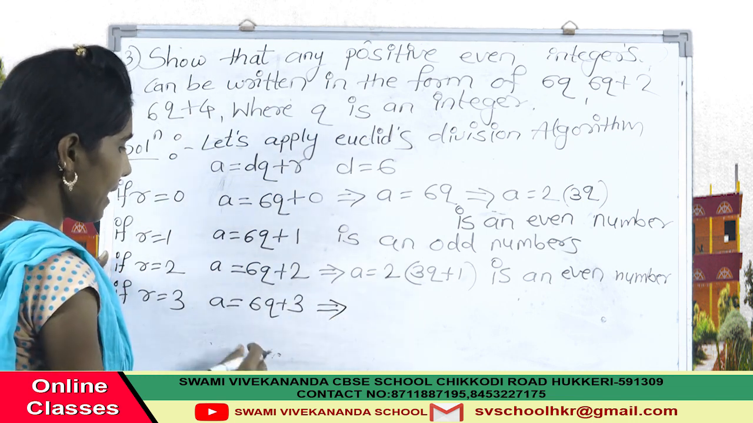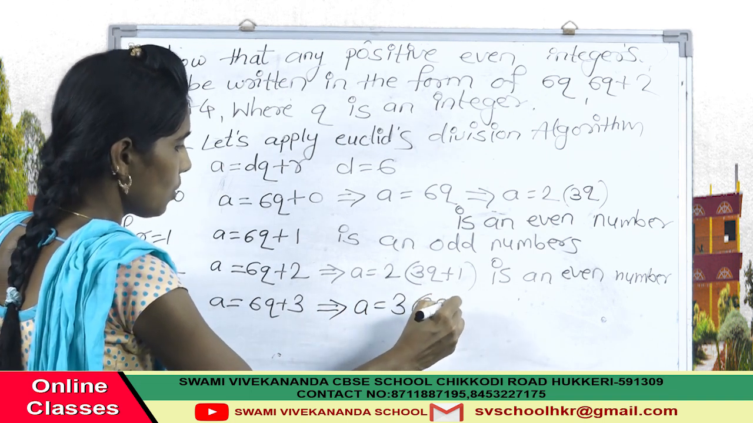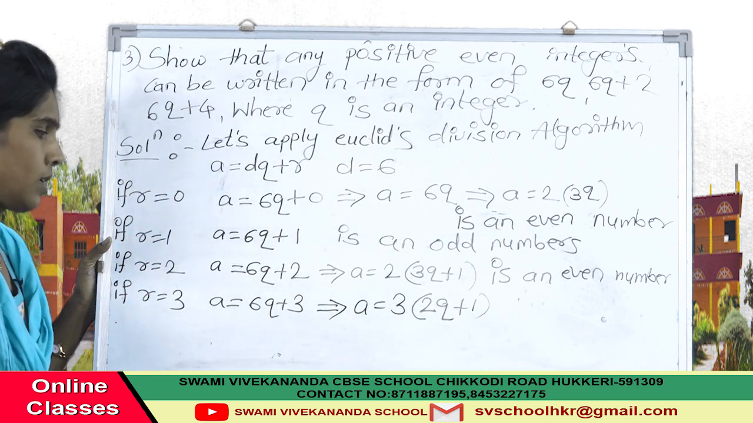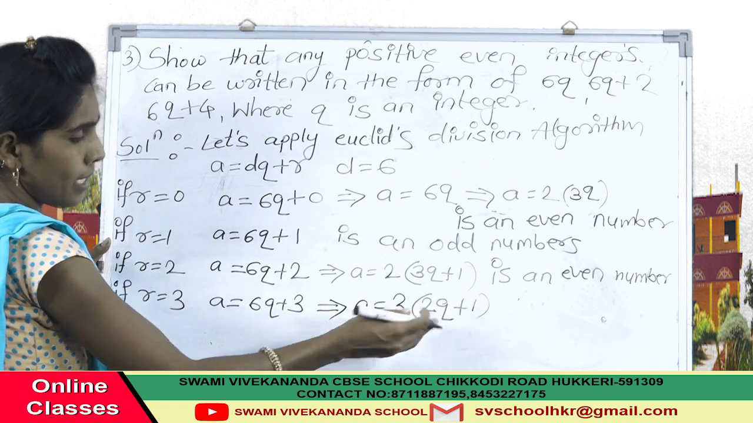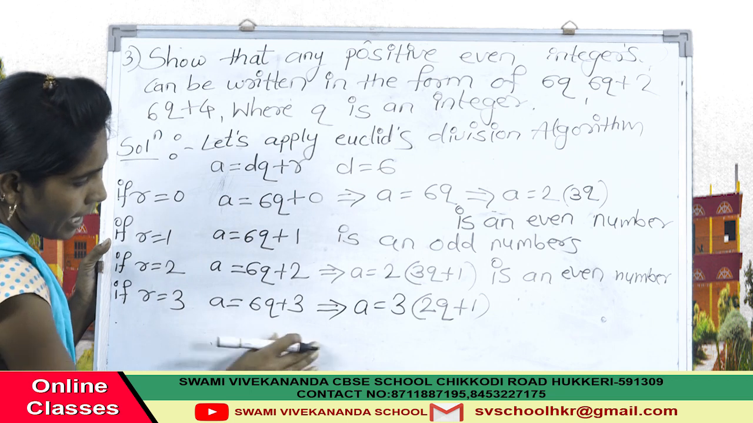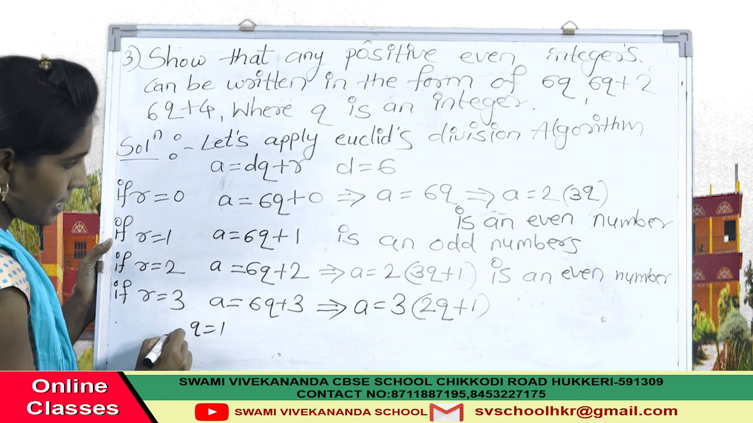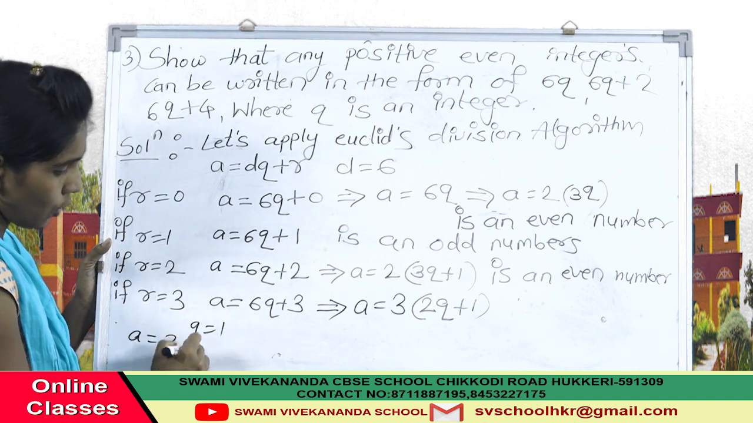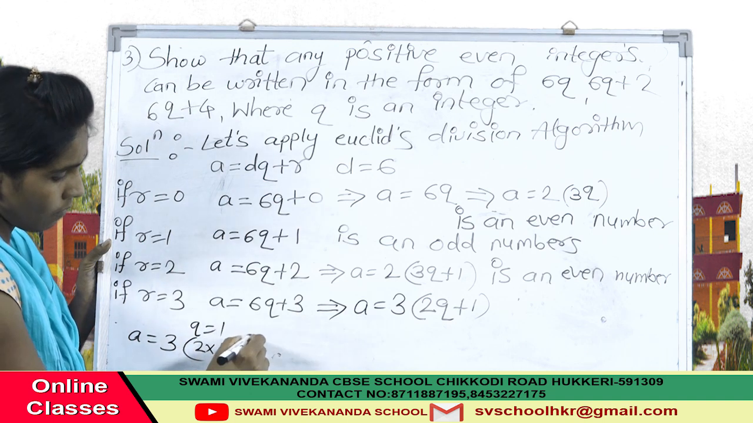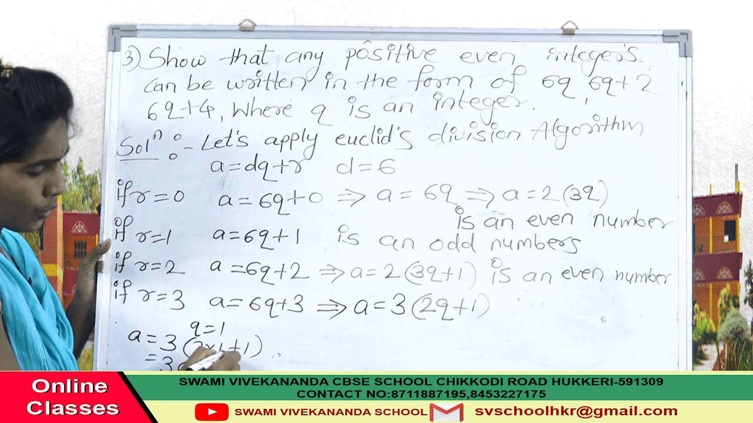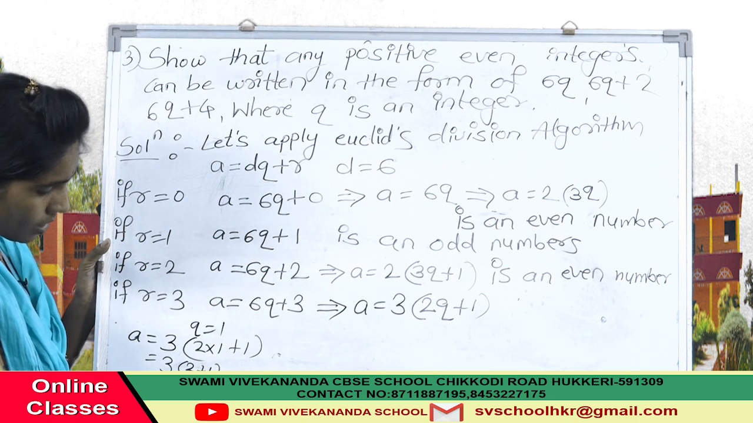We can take 3 common. A is equal to 3 into bracket 2q plus 1. If you take 3 common, inside the bracket is 2q plus 1. Now apply here: q is equal to 1. A is equal to 3 into bracket 2 into 1 plus 1. Inside the bracket 2 into 1 is 2, plus 1 is 3. So 3 into 3 is 9.